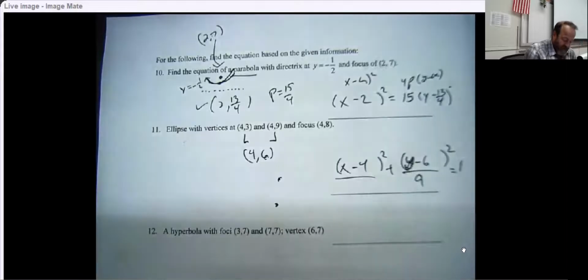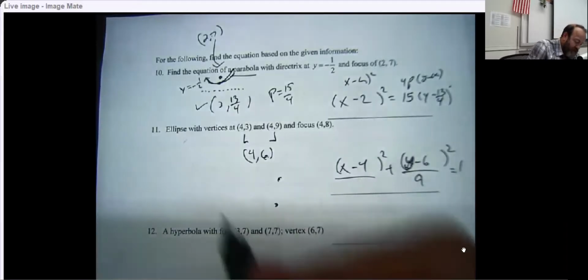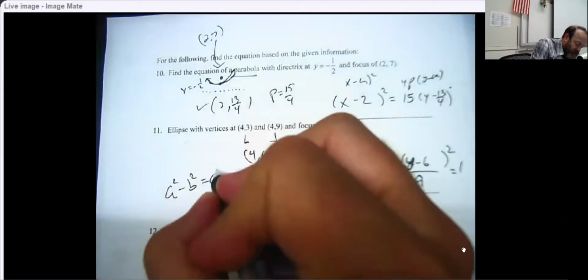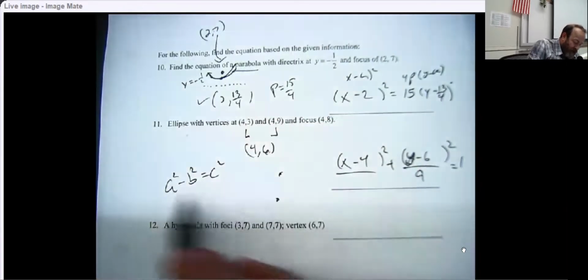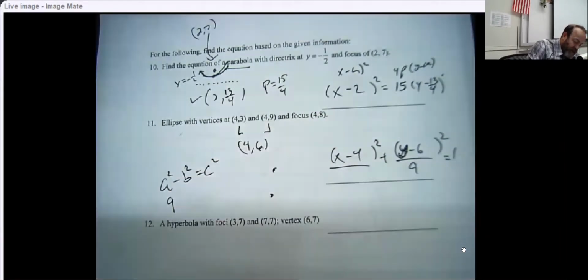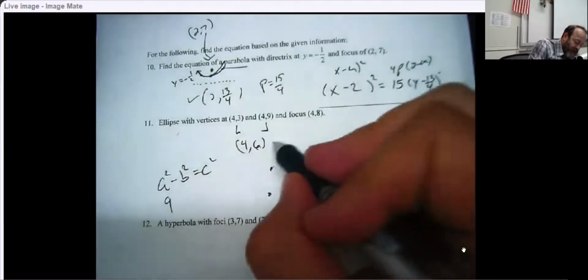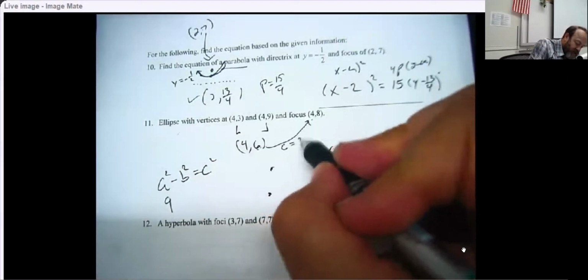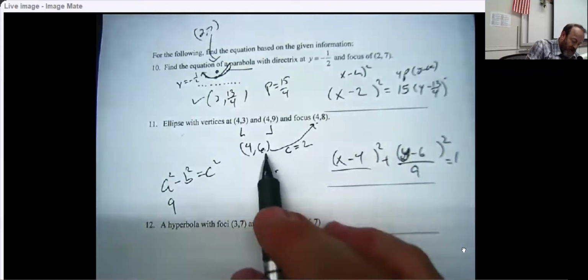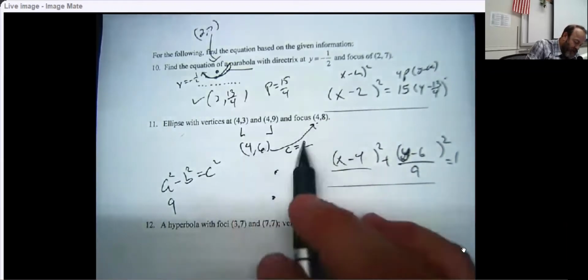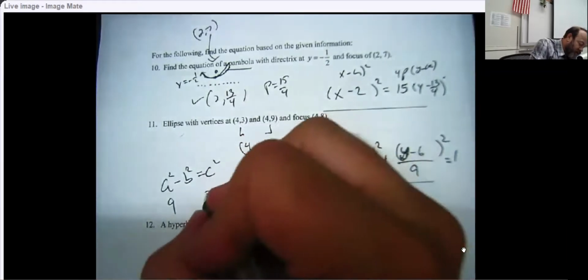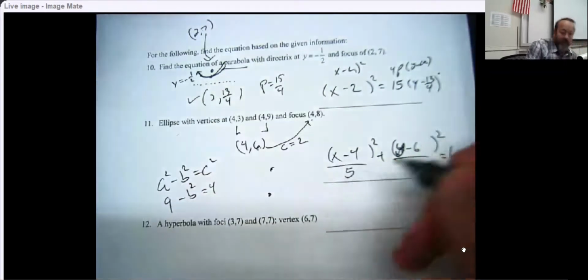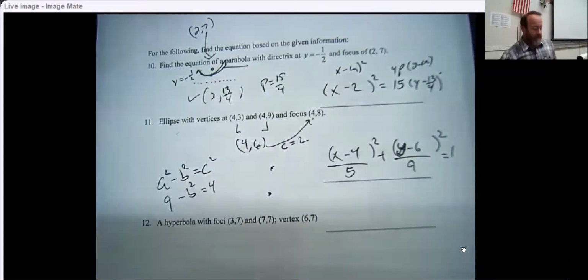And then the only thing I have left to do is figure out what this is. But remember, in an ellipse, it's a squared minus b squared equals c squared. I already know a squared is 9. I know that if this is the focus from here to here, c is 2, because c is always the distance from the center to the focus. So if c is 2, c squared would be 4, which means b squared has to be 5. And I'm good to go with that one.